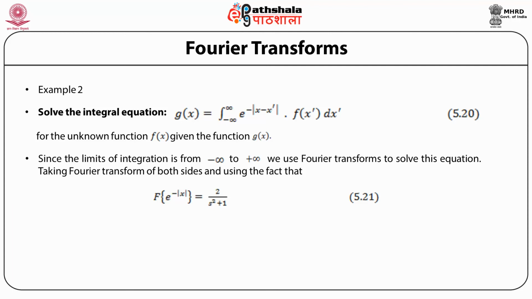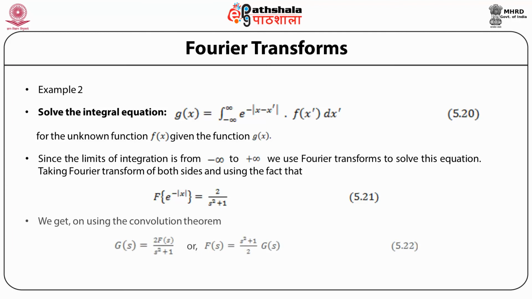Taking Fourier transform of both sides and using the fact that Fourier transform of e to the power minus mod x is equal to 2 upon s square plus 1, we get, by using the convolution theorem, the Fourier transform capital G of s is equal to the Fourier transform capital F of s divided by s square plus 1, which we can write as F of s is equal to (s square plus 1) by 2 times G of s, where F of s, G of s are respectively the Fourier transforms of f of x and g of x.